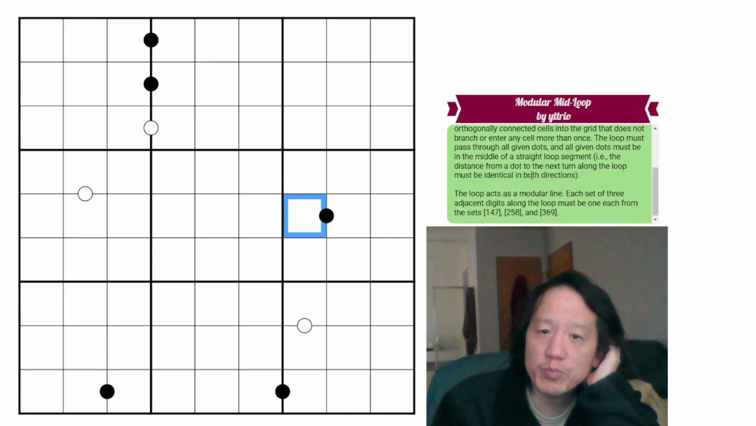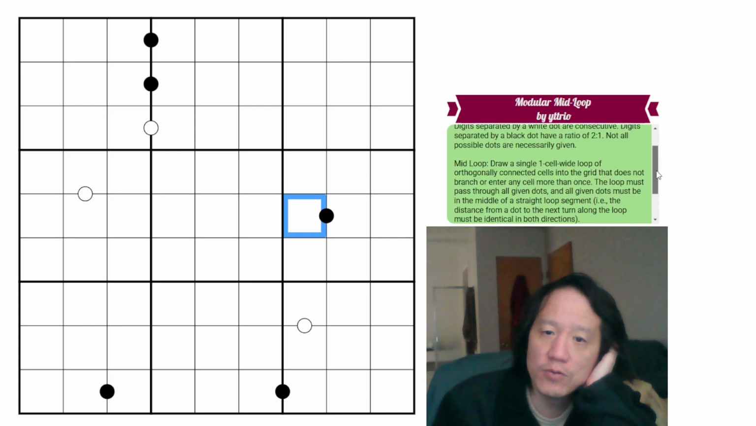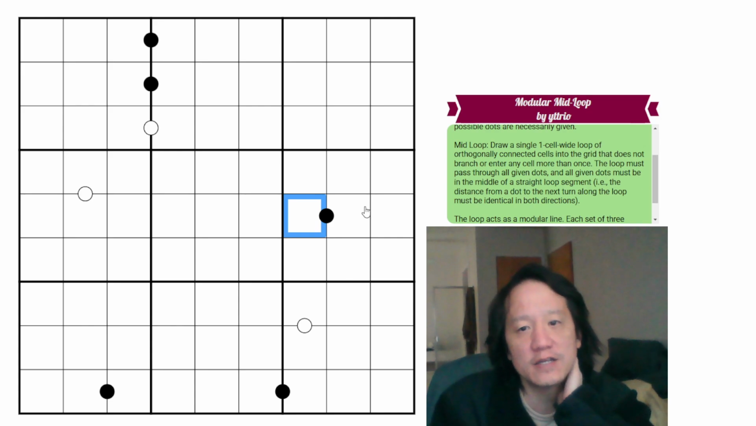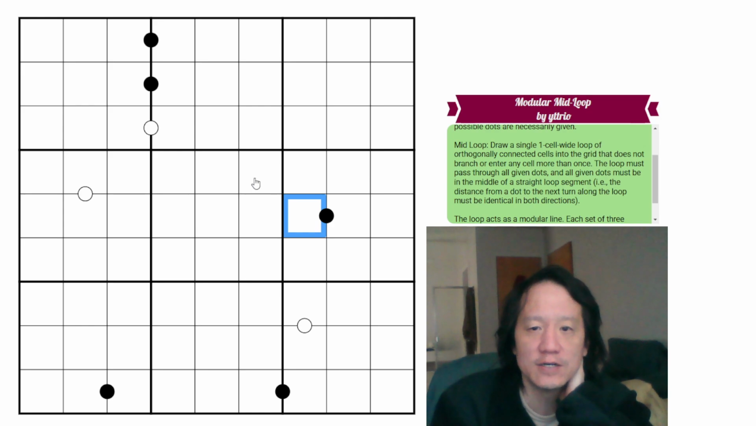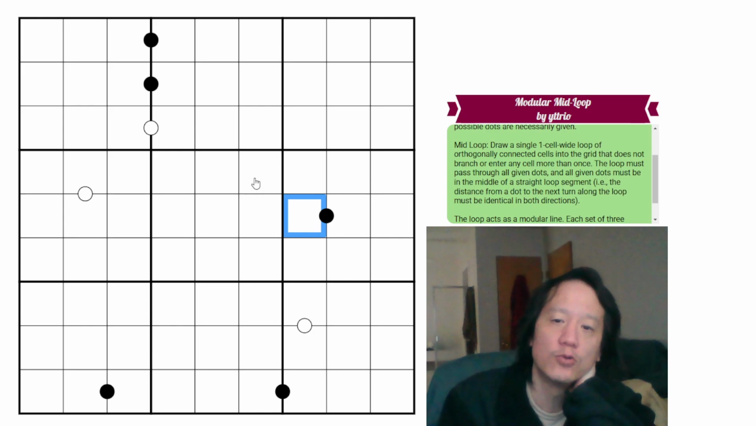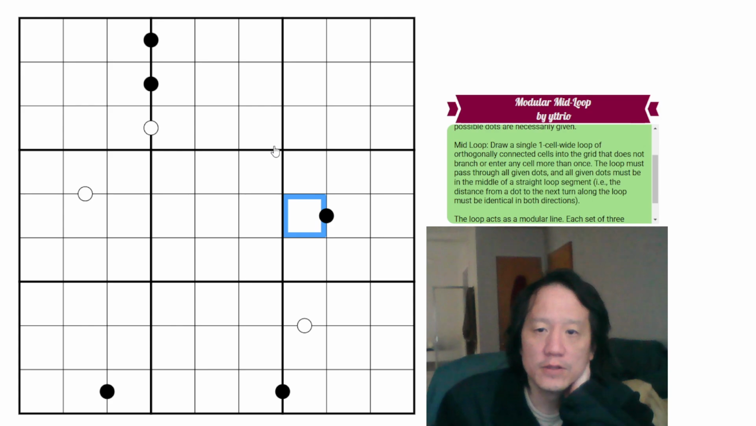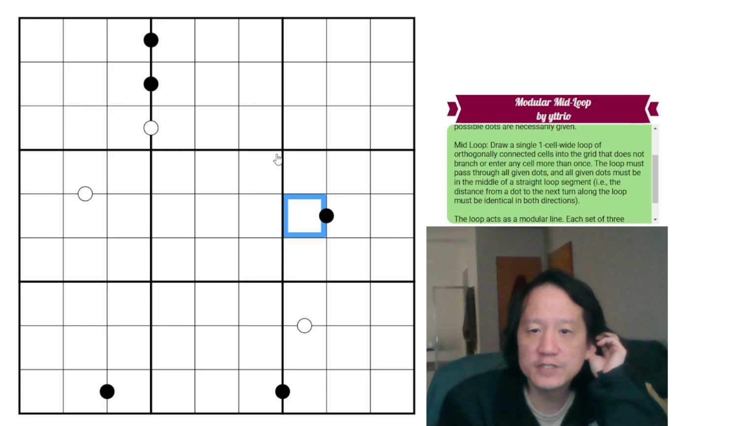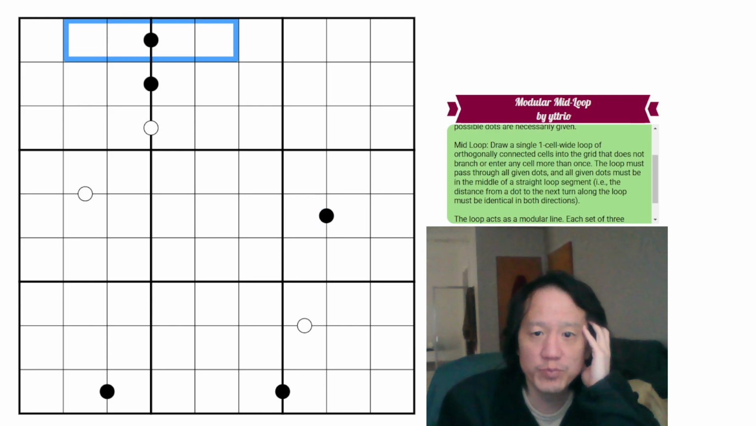Okay, mid loop. Draw a single one cell wide loop of orthogonally connected cells into the grid that does not branch or enter any cell more than once. The loop must pass through all given dots, and all given dots must be in the middle of a straight loop segment. That is, the distance from a dot to the next turn along the loop must be identical in both directions. Okay, so we can draw this loop.